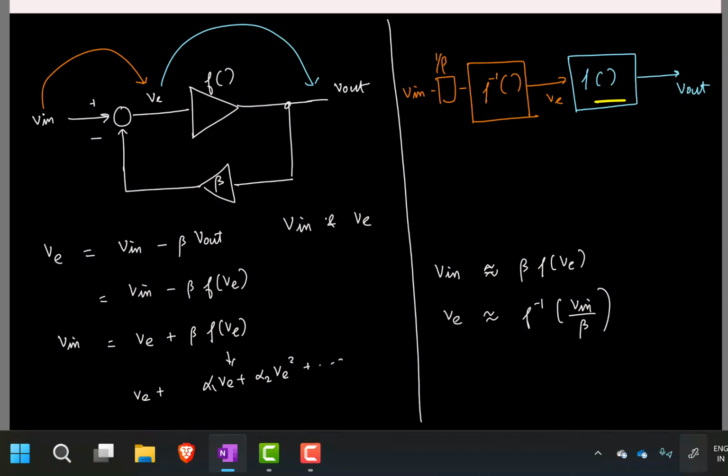And of course, it's completely linear in this case because I have made this approximation, right? In practice, if I don't make this approximation, then it won't be exactly the inverse function, but it will be approximately the inverse function. That is why even the linearity will be much better.